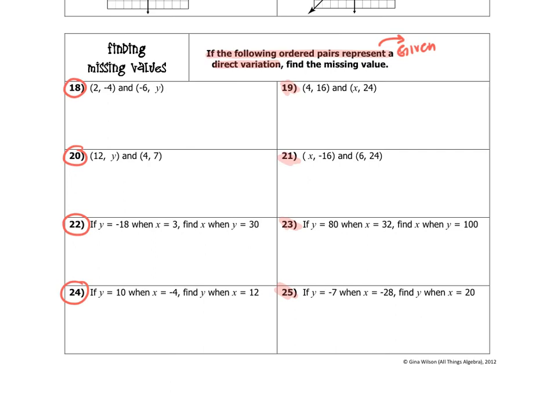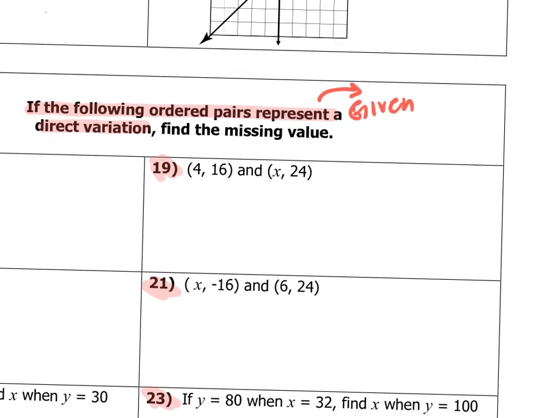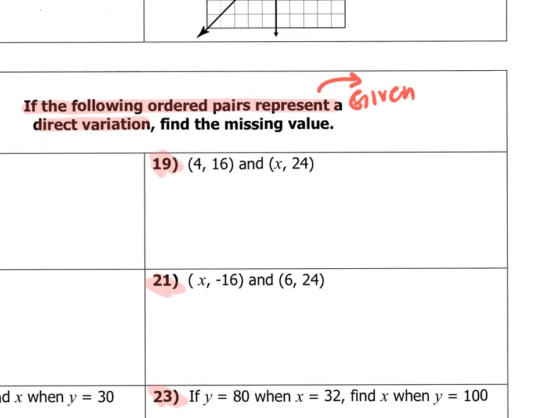Lastly, you are going to find missing values if you are given that the following ordered pairs represent a direct variation. That means that these ordered pairs follow a y equals kx relationship, and k is the same as y over x, or the slope is the same as y over x. So we have to find the missing value.